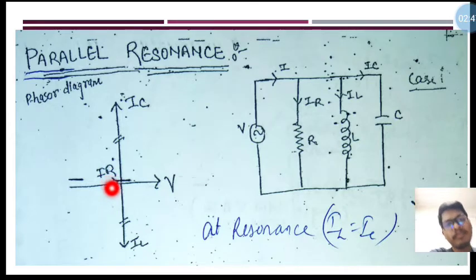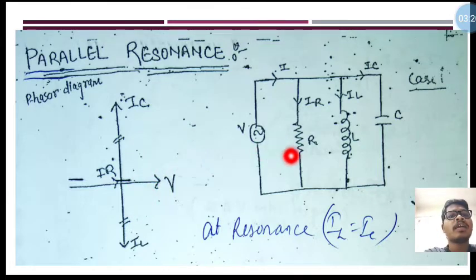Due to the inductance, the current will lag the voltage by 90 degrees. So here the current axis is 90 degrees clockwise to the voltage. In the case of the capacitance, the current will lead the voltage by 90 degrees. So here we are taking the current in the 90 degree anti-clockwise direction to the voltage.